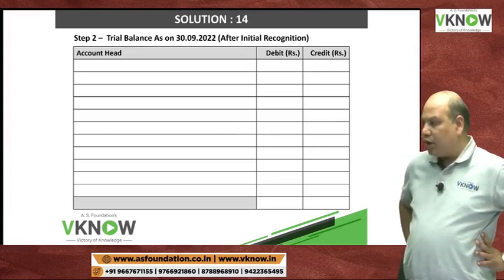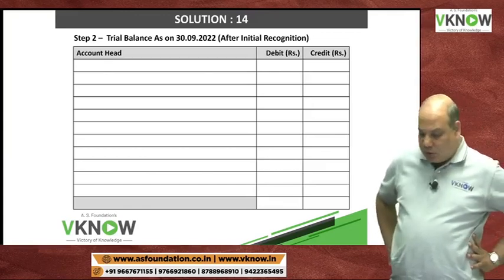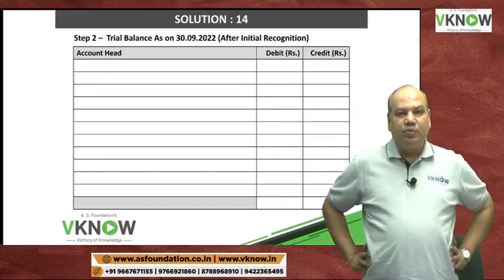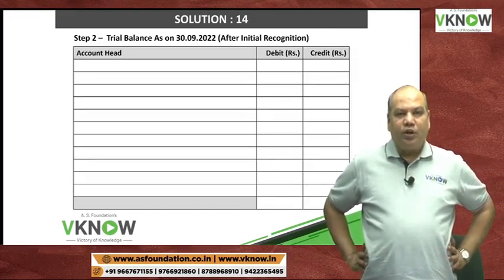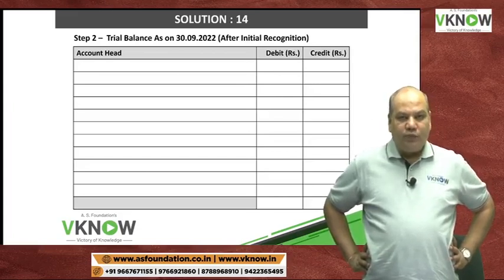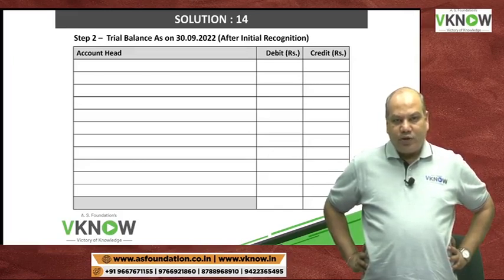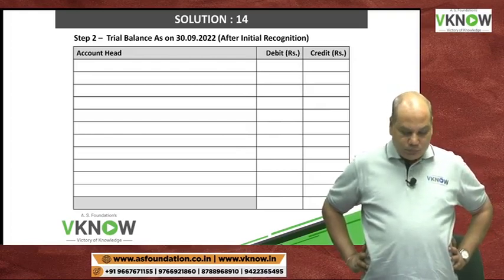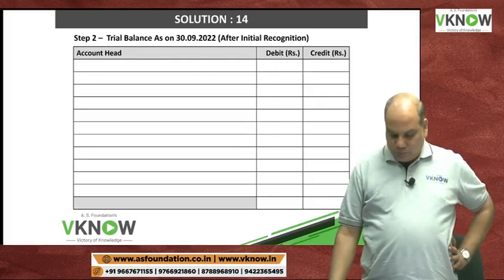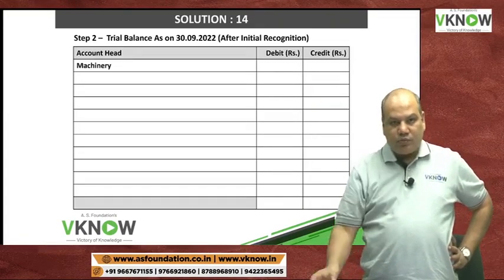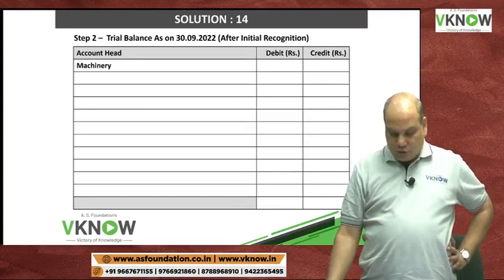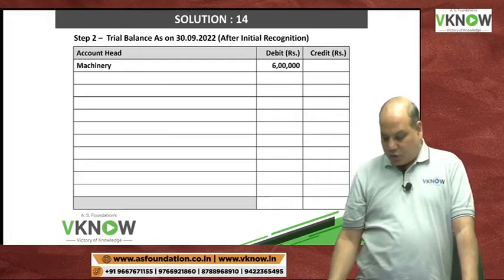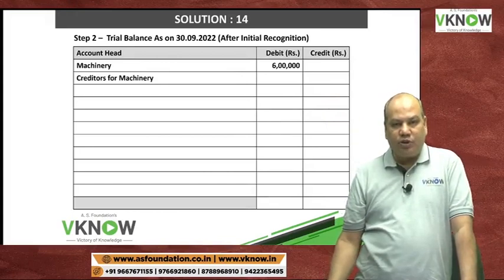So draw the format of the trial balance as on 30th September 2022, after initial recognition. On the right hand side, two columns: debit rupees, credit rupees. Okay, we'll take one by one the entries that we have passed. Machinery account was 6 lakh rupees. Just go as per your entries and you will find the figures there. Creditor for machinery was there, 6 lakh.